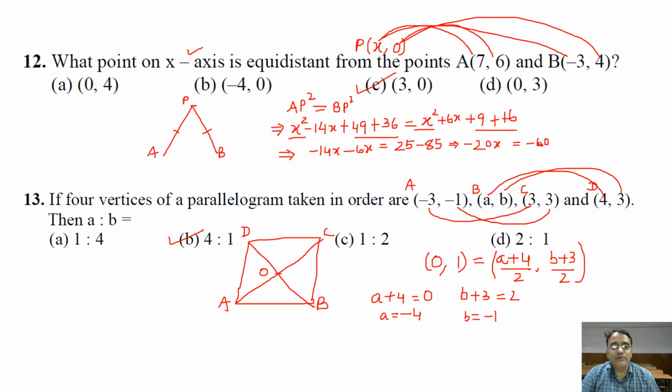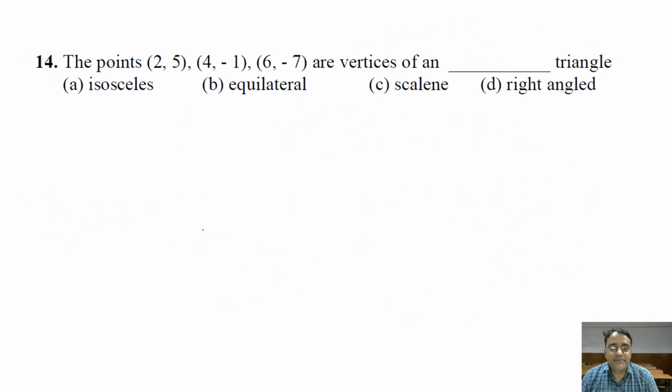So now we are moving toward question number 14. I think your doubt was that -3 -6 is happening. So we have to add, not subtract. Okay, right. Now we are moving toward the next question. Question number 14. The points 2, 5, 4, -1, 6, -7 are the vertices of a dash triangle.